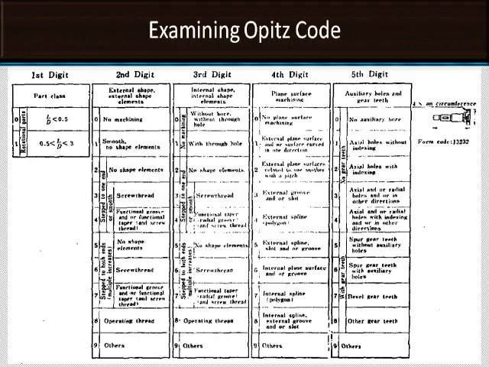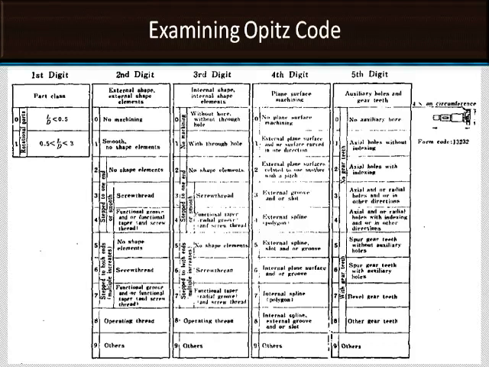If there is no plane surface machining, we can use 0. And the remaining 1 to 9 we can use if there is external shape machining, plane surface machining, like slot cutting, keyway cutting, anything. We can describe such kind of things here.